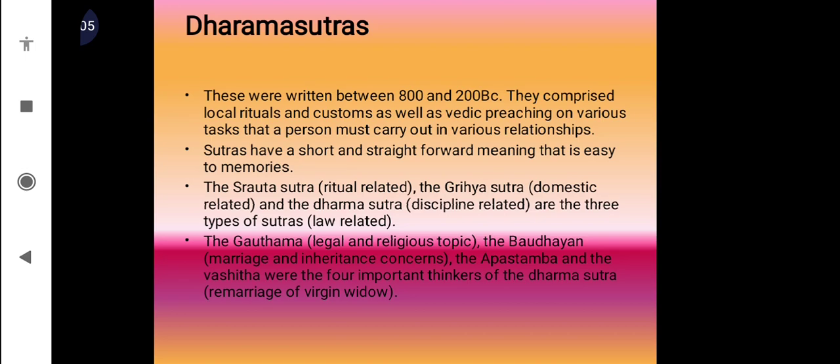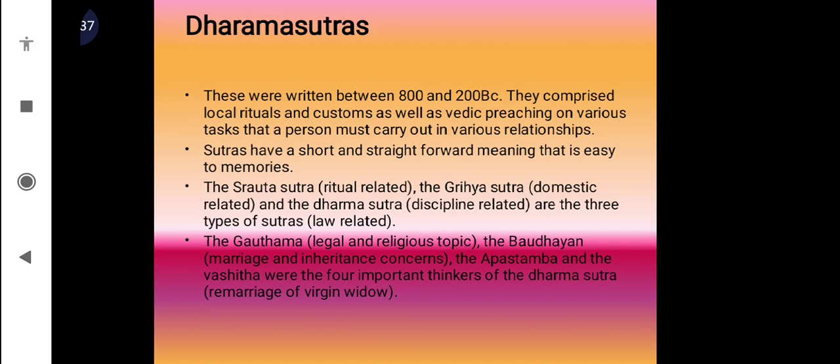Sutras have a short and straightforward meaning that is easy to memorize. Then the Srauta Sutra, ritual related, the Grihya Sutra, domestic related, and the Dharma Sutra, discipline related, are the three types of sutras. That includes all the dimensions which come under law. So we have to follow some kind of activities in the particular sutras.